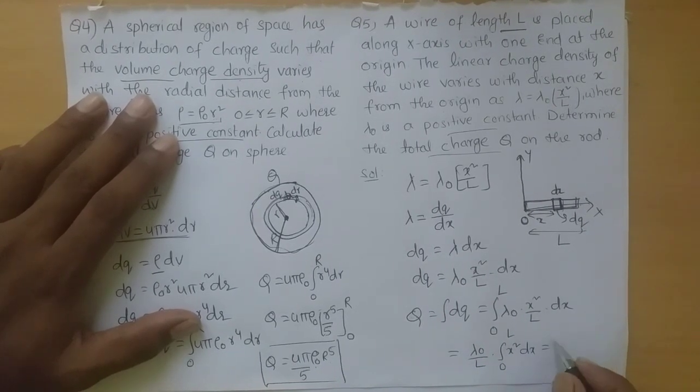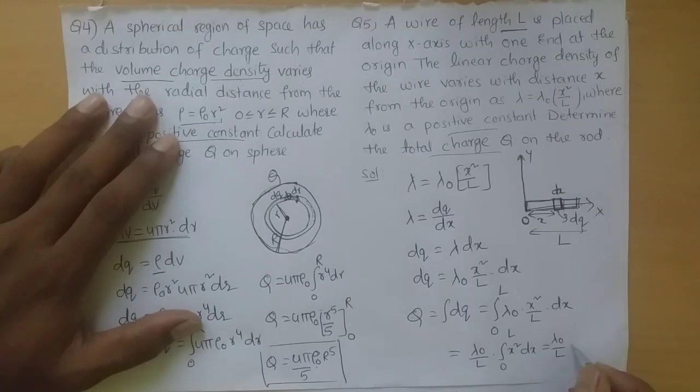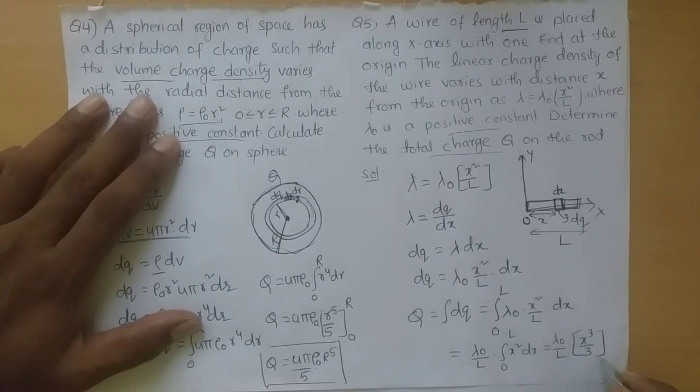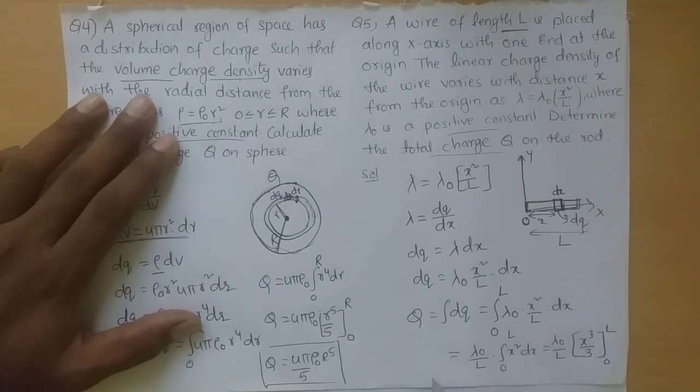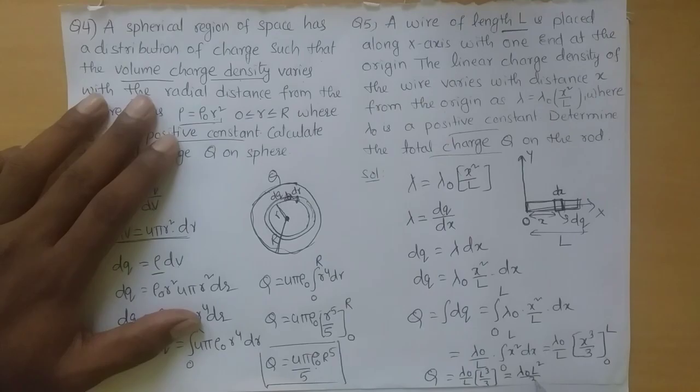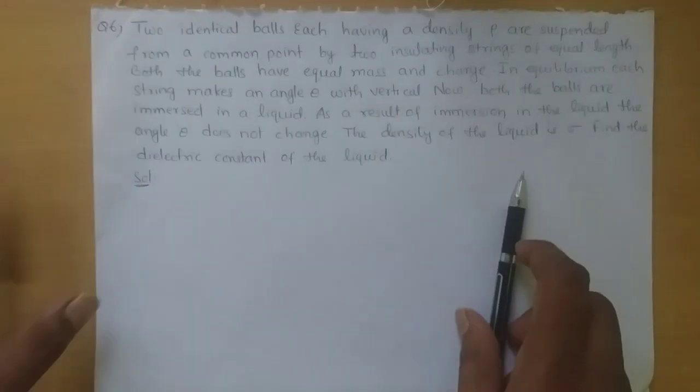The integration of x square is x cube by 3, with limits 0 to l. So the total charge is lambda naught by l into, substituting the upper limit, l cube by 3, and the lower limit 0. Finally we get lambda naught l square by 3. This is the answer. Okay, next, see the sixth question.